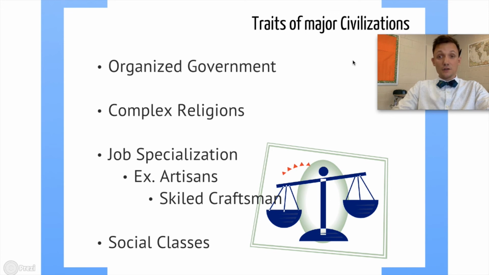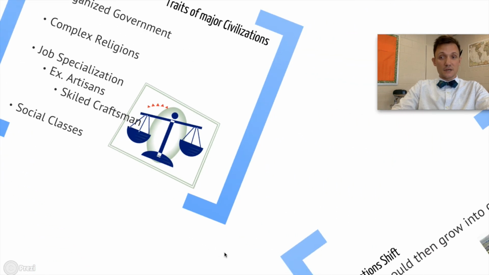Artisans are skilled craftsmen. A skilled craftsman is, for example, a blacksmith or a farrier, someone who has a specific set of skills that they can apply and use all the time so they can make a living. Now, job specialization right here is going to directly lead to social classes. Social classes is something that we're going to discuss and analyze, though, as we begin our progression through Western civilizations.